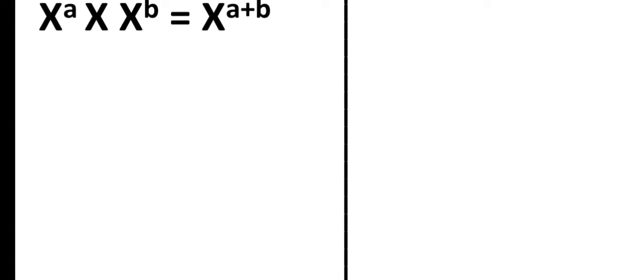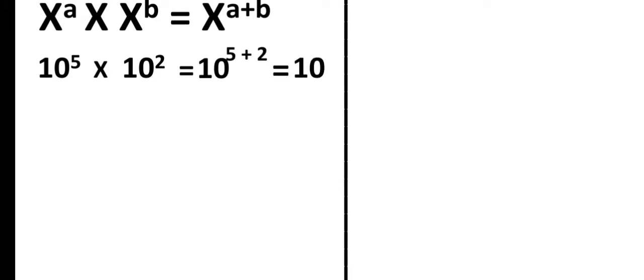For the first law, where we have 10 raised to the power of 5 multiplied by 10 raised to the power of 2, we found out that the two terms have the same base but different powers. So we bring one of the bases and then we sum their powers together to give 10 raised to the power of 7.